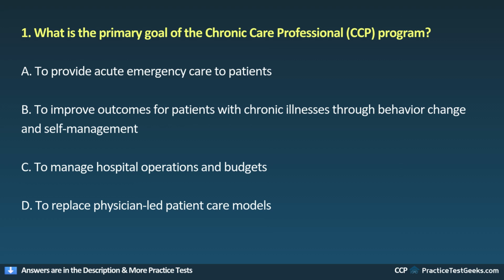1. What is the primary goal of the Chronic Care Professional CCP program? A. To provide acute emergency care to patients. B. To improve outcomes for patients with chronic illnesses through behavior change and self management. C. To manage hospital operations and budgets. D. To replace physician led patient care models.